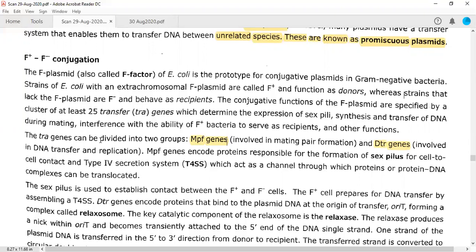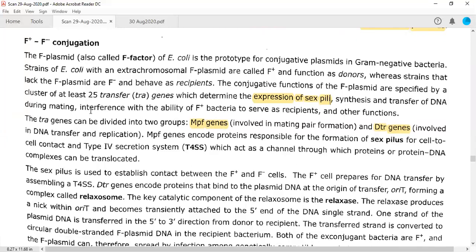This means the genes can be divided into two groups, and they are required for the formation or expression of the sex pilus, synthesis and transfer of DNA during mating, interference with the ability of F positive bacteria to serve as recipient, and so on. So they have different functions, since there are so many genes, around 25 genes.